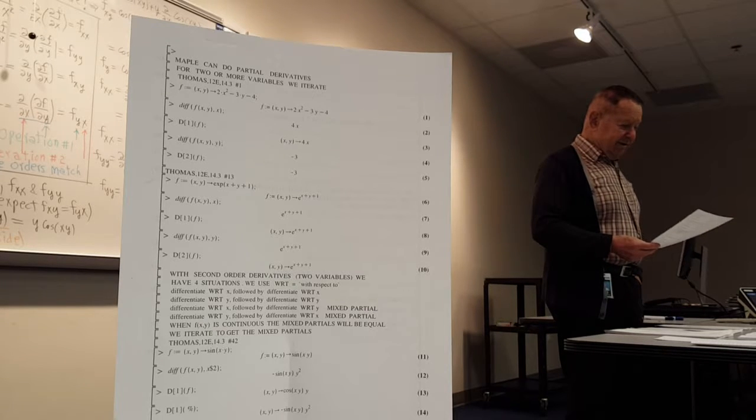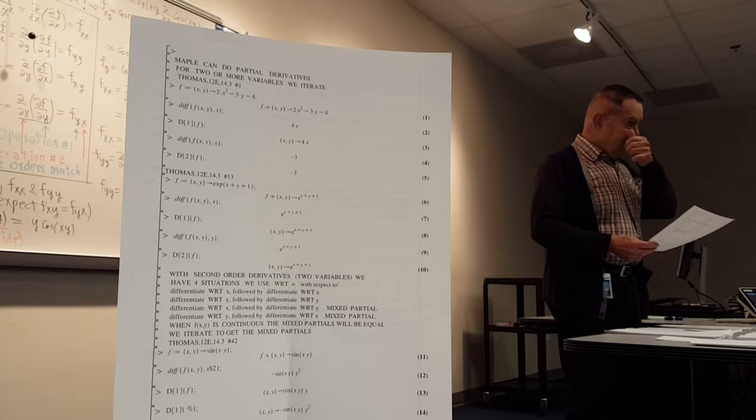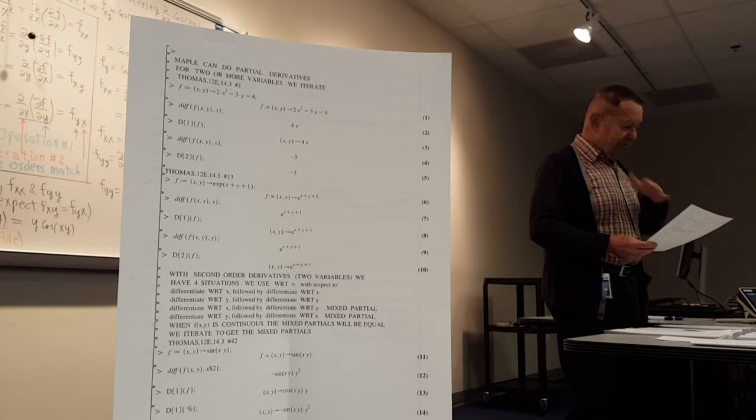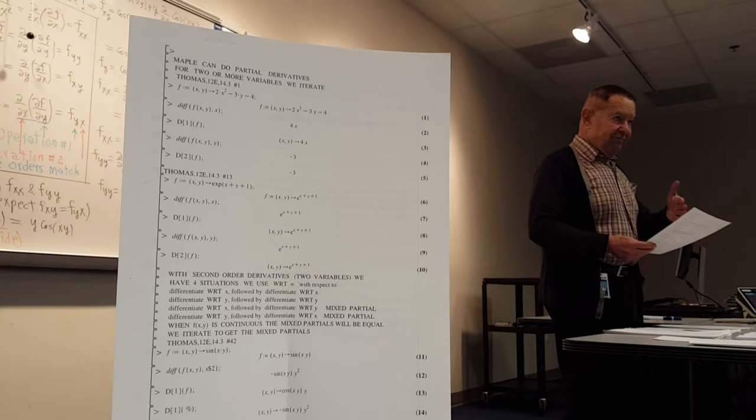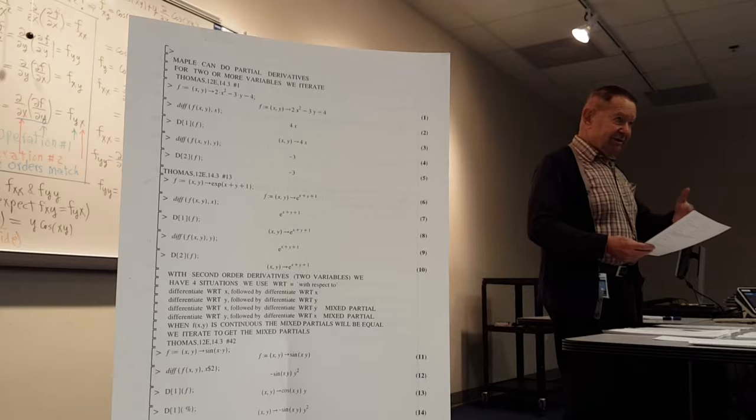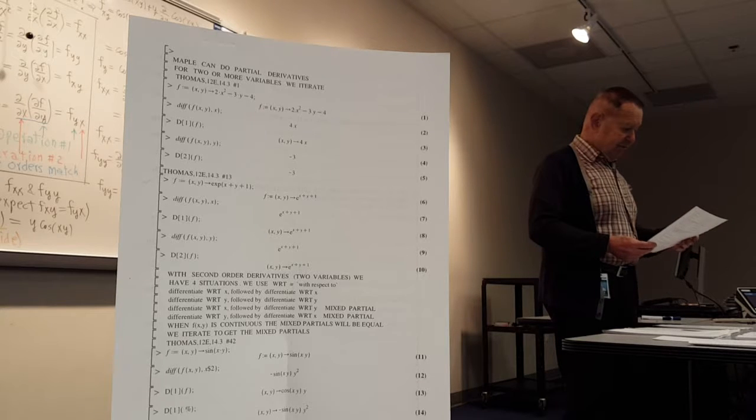So you see you get the 4x from the 2x squared if you're treating it as your variable, and you're treating the y as a constant, so then its derivative with x would be 0, and the derivative of the minus 4 with respect to x would be 0.